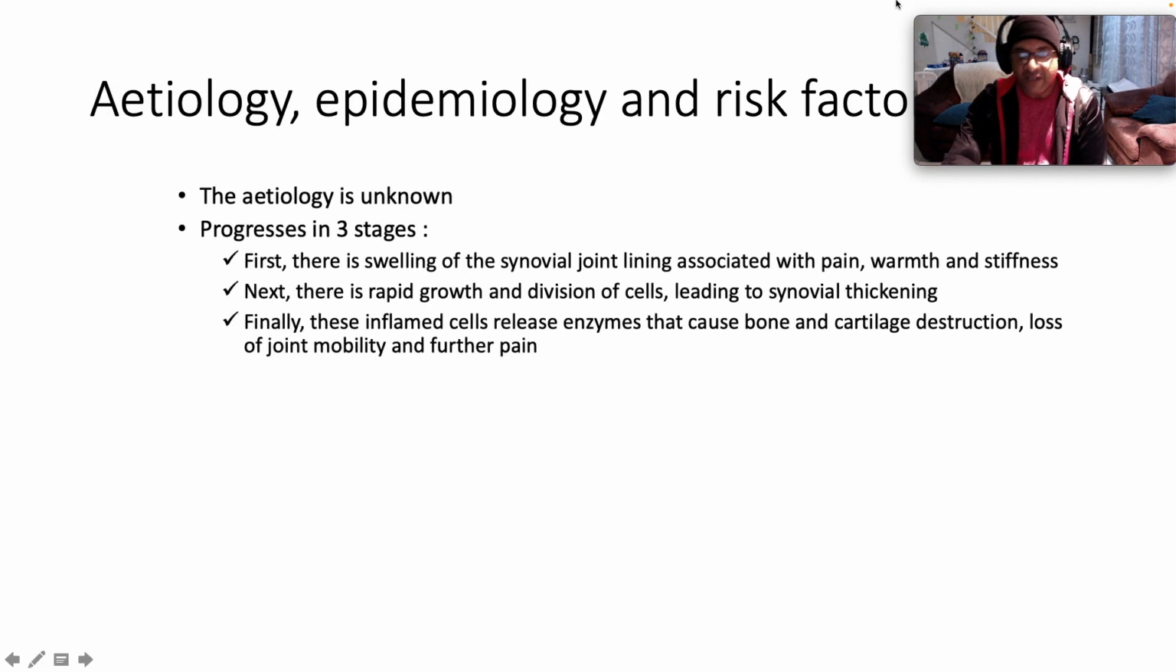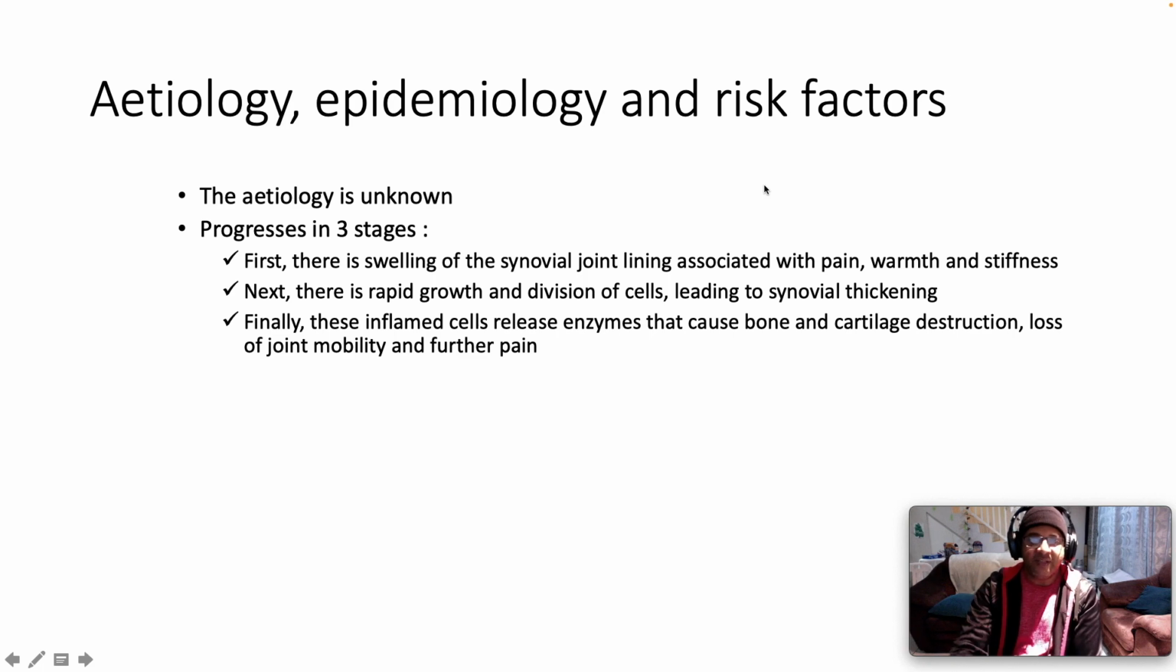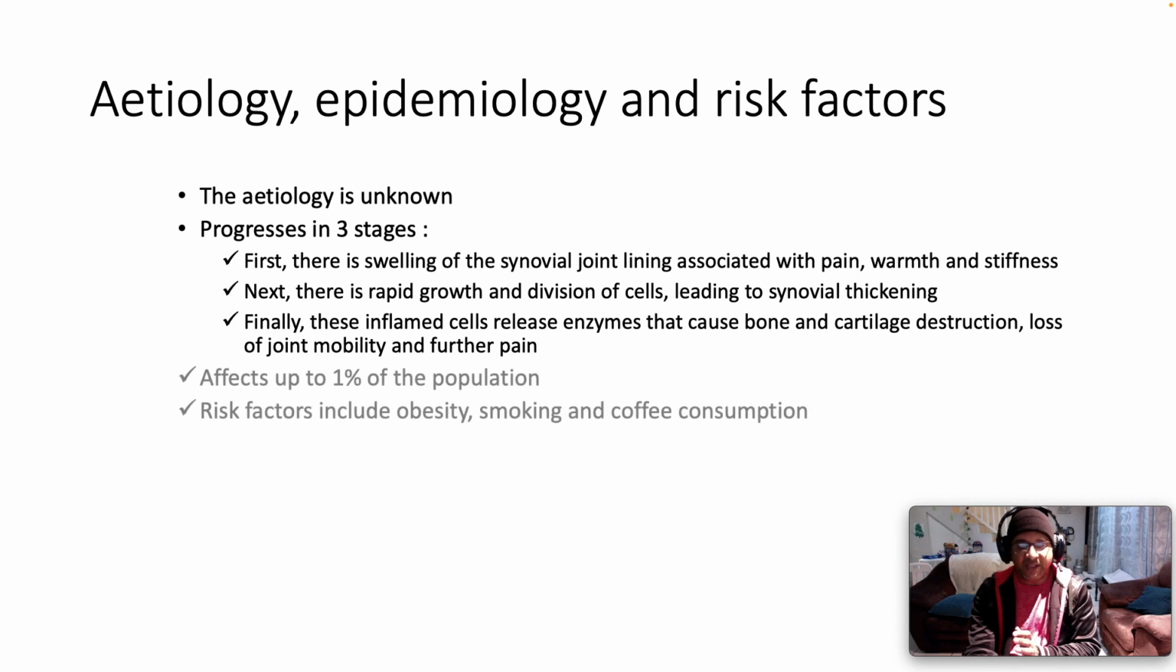Okay, let's look at etiology, epidemiology, and risk factors, guys. So the etiology, as we say, is largely unknown. It progresses in 3 stages. First up, the swelling of the synovial joint lining, which is associated with pain, warmth, and stiffness. Next, there is a rapid growth and division of cells, which leads to thickening of that synovium. And finally, these inflamed cells release enzymes that cause bone and cartilage destruction, loss of joint mobility, and further pain.